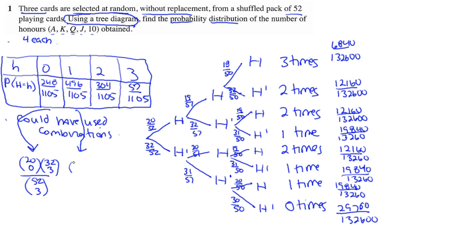Try this one here. If I've got 20 honors, but I want to select 1 of them, and then I've got 32 non-honors, and I want to select 2 of them, and again, I divide it by 52 choose 3, you can find out you're going to get the same probability as we got using the tree, with a lot less work. So just because they made us do a tree in this one, if they didn't tell you to, I probably would have used combinations.